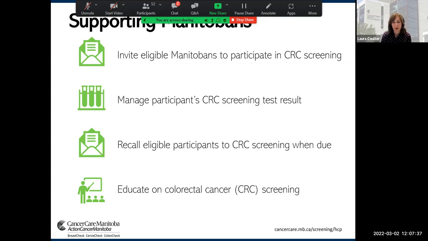And to support these many initiatives, ColonCheck is supported by a prevention and education team who develop resources such as test instructions, informative brochures, and are available to answer any questions from the public about colorectal cancer screening.